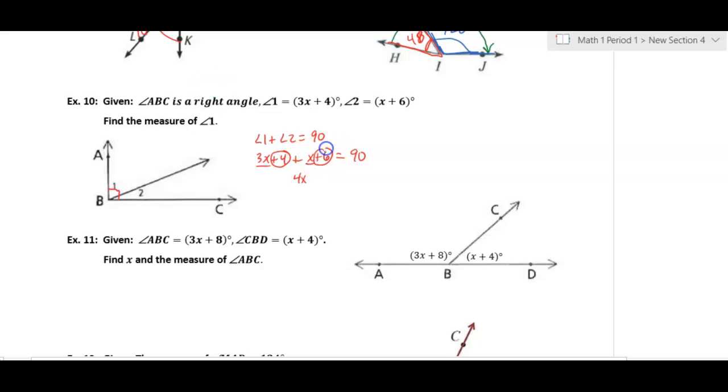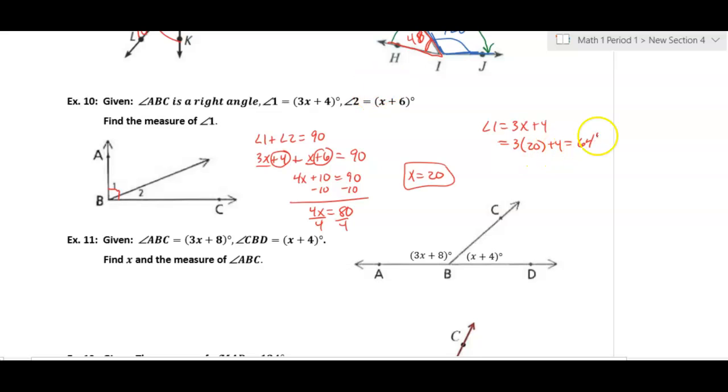4x plus 10 equals 90 degrees. I'm going to go ahead and subtract 10. 4x equals 80. Divide by 4, and x would equal 20. Okay, now once I know x, if angle 1 is what I'm looking for, and angle 1 is 3x plus 4, I know I'm going to do 3 times 20 plus 4, which is going to give me 64 degrees. Okay?